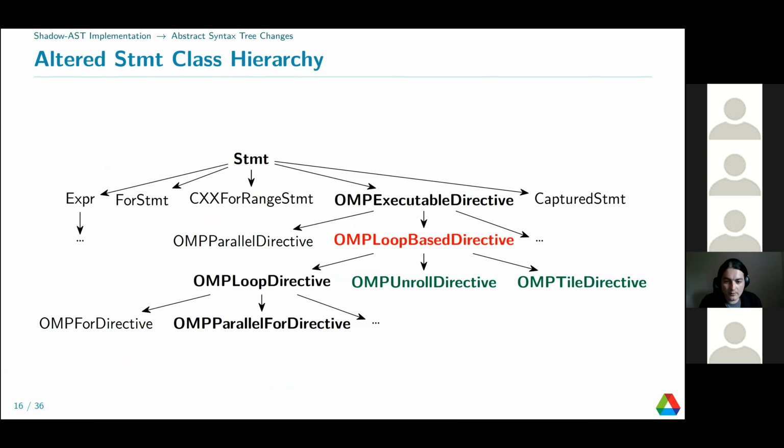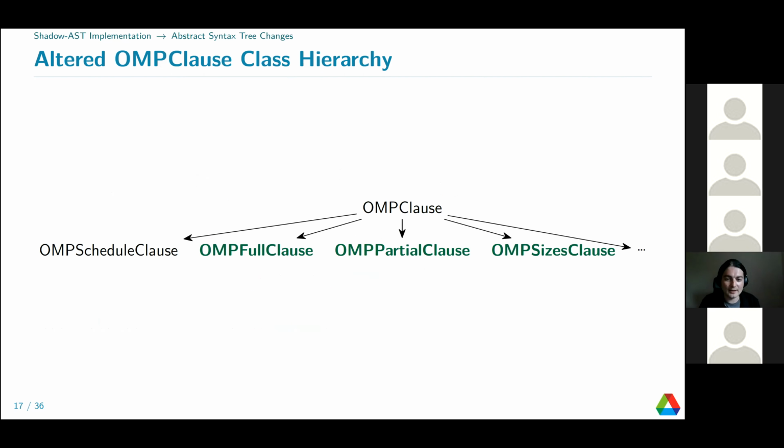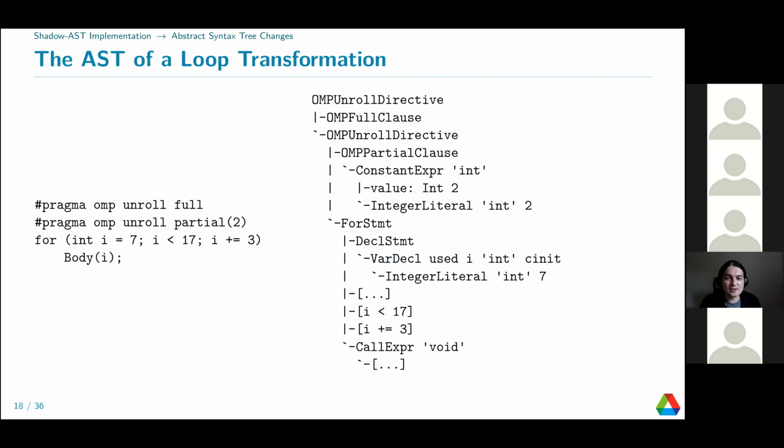The most straightforward thing is that we introduce new classes for the unroll and tile directives, called the OMPUnrollDirective and the OMPTileDirective. But instead of deriving them from the OMPLoopDirective, we introduce a new class between the OMPExecutableDirective and OMPLoopDirective, for reasons that I'm going to explain later. We also extend the OMPClause class hierarchy for each of the clauses we need to support. It's also very straightforward.